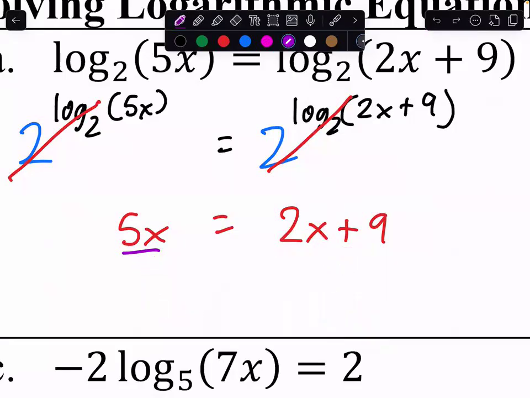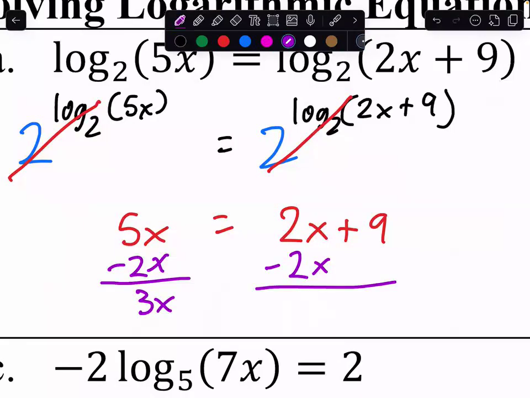The better thing to do is to add or subtract so that one of the sides has no more x's. Out of 5x and 2x, there's fewer x's over here, so let's get rid of those x's. To undo this positive 2x that's getting added to the 9, we can subtract 2x from both sides of the equation. Once we've done that, 3x means 3 times x, so we can divide both sides by 3.